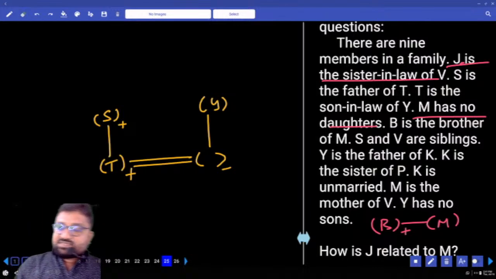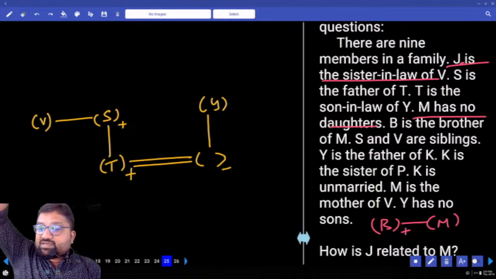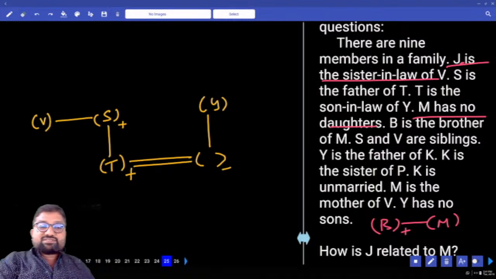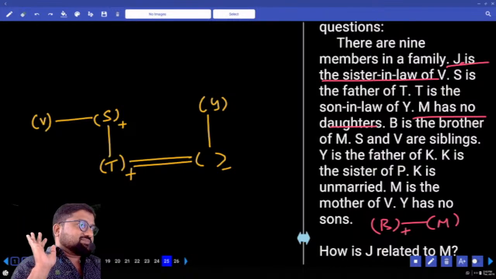Then, S and V are siblings. V has a sister-in-law. J is the sister-in-law of V. V's brother is S. S's wife can be J, right? Can be. I said can be. Next, please.